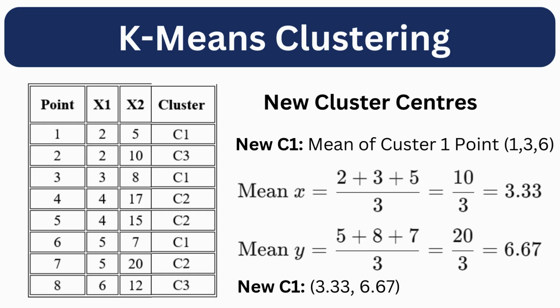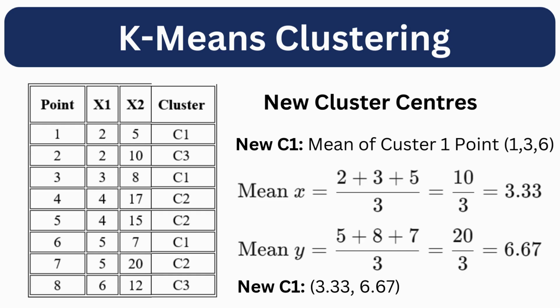Point 1 has x1 value 2, point 3 has x1 value 3, and point 6 has x1 value 5. So we'll add the corresponding x values and then divide by 3. We will get 3.33, the x value of the new cluster center.